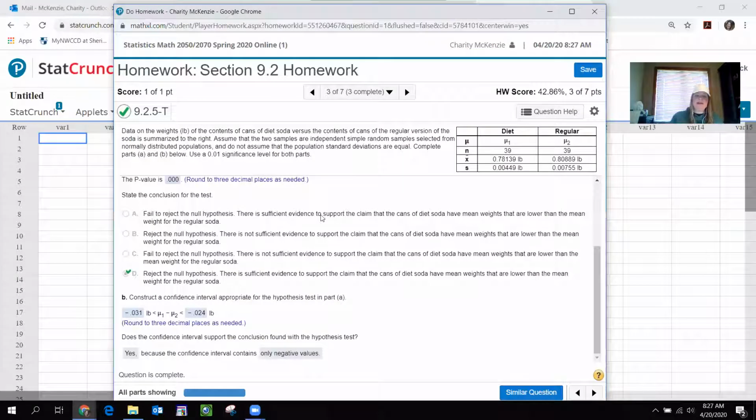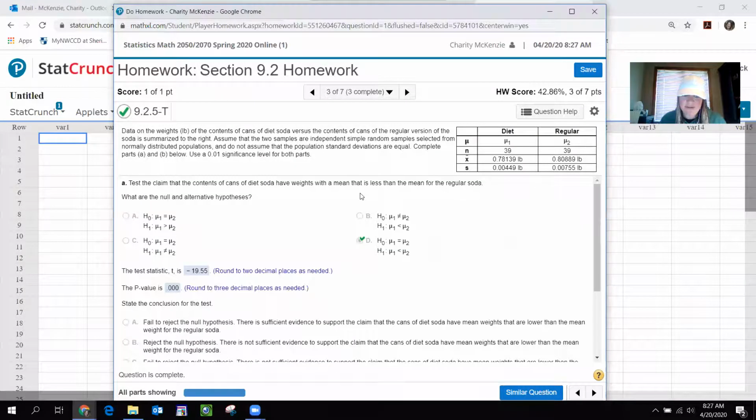This one says that we have weights of the contents of cans of diet soda versus the cans of a regular version. You have to read these really carefully all the way through. Part A says, test the claim that the contents of the cans of diet soda have weights with a mean that is less than the mean of the regular soda. So the claim is that diet is less than regular.